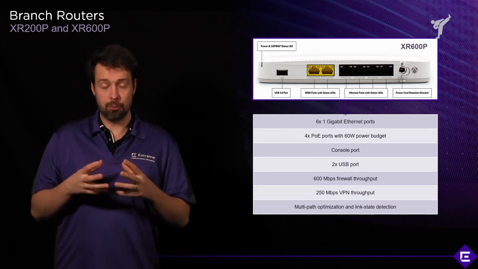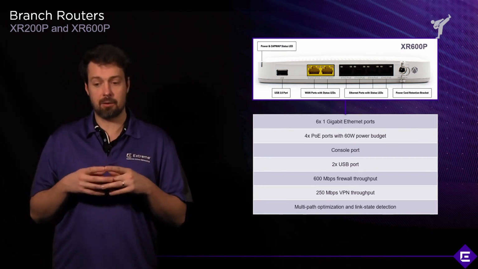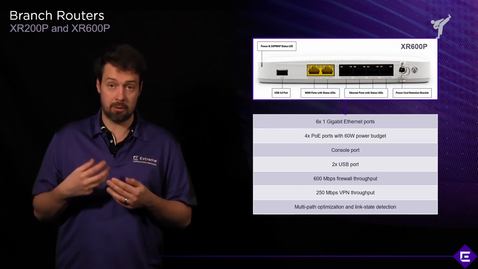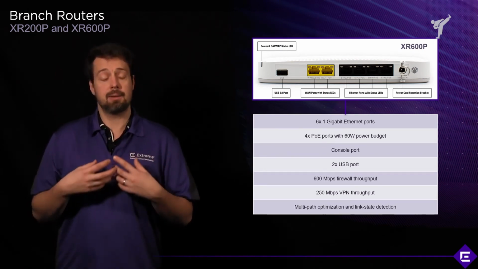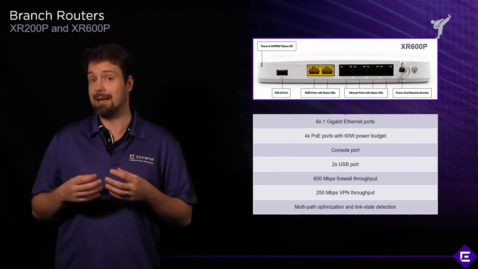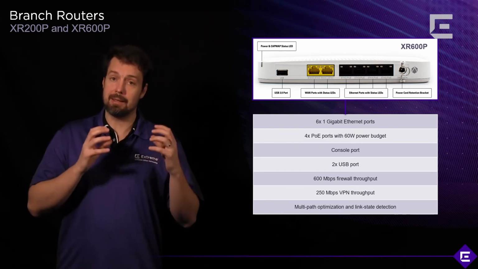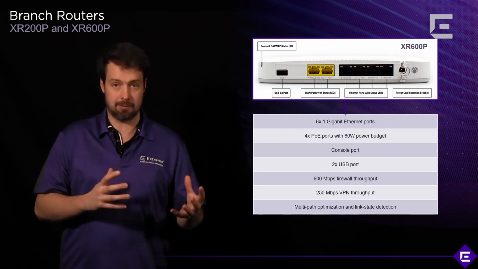The throughput or performance of the device is up to 600 megabits per second of firewall throughput and up to 250 megabits per second when you turn on the IPsec VPN. And just like the XR200P, the XR600 does provide SD-WAN with multipath optimization and link state monitoring as well. And like I mentioned before, it can also act as a VPN concentrator, whereas the XR200P cannot.